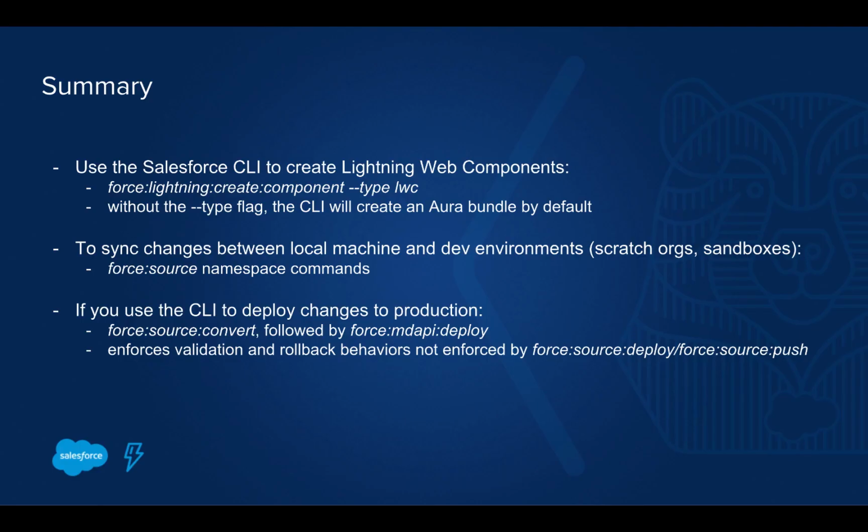In summary, you use the Salesforce CLI to do a lot of things, including create Lightning Web Components, and to sync changes between your local machine and a developer environment, whether that's a scratch org or a sandbox. You're going to want to look at the force source commands. And again, you can pass that double dash help when you need to learn more about the command you're interested in. And if you're going to choose to use the CLI to deploy to a higher fidelity org like production or maybe a staging sandbox, you're going to use force source convert to get that into metadata API format and then use the metadata API to deploy. That gives you a higher fidelity deployment that you can track more easily.